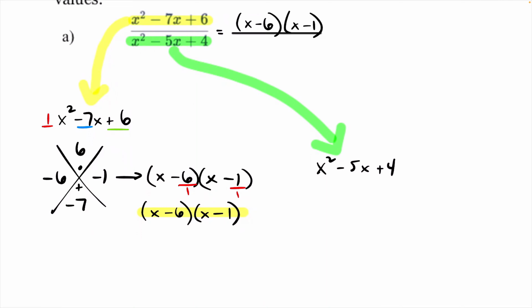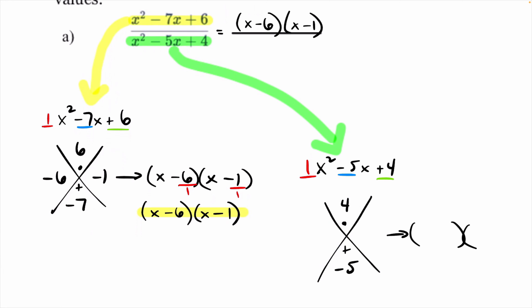So I'm going to ask this question a lot because it's one of the most important questions. Is this a monomial, binomial, or trinomial? Trinomial. So we're going to do the same steps. Is it in the correct order? Yes. Is there a GCF besides 1? No. So let's go to ABC. A is 1, B is negative 5, C is positive 4. Has to multiply to be 4 and add to be negative 5. Negative 4 and negative 1.